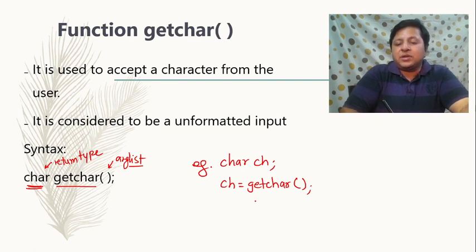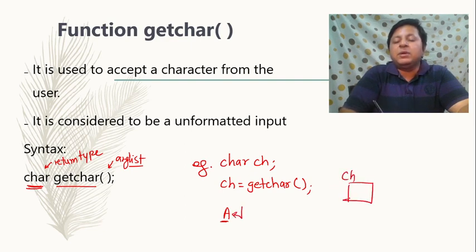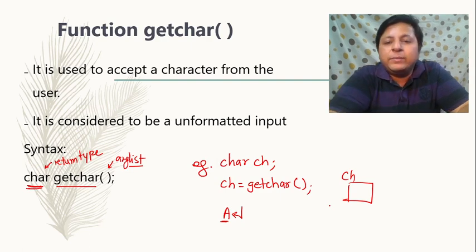So what will happen? Whenever this executes, your cursor will blink on the screen and you're supposed to type something. Let's say capital A is typed by the user, and the user presses enter. Now ch will have its own memory of 1 byte. And why 1 byte? Because character deals with ASCII values and all. We have seen all these things at the beginning.